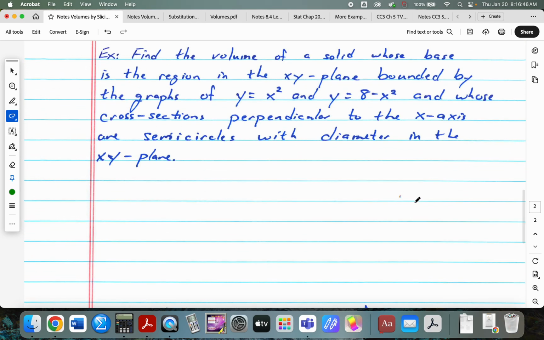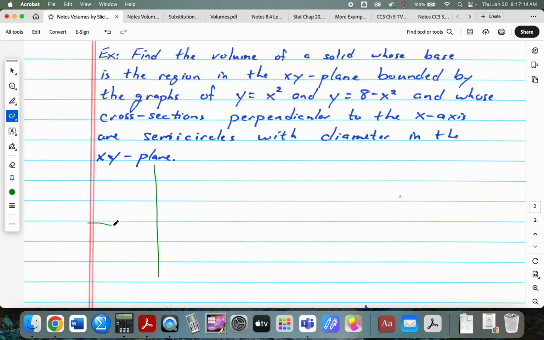All right, let's take a look at this one. Find the volume of the solid whose base is the region in the xy plane bounded by the graphs of y equals x squared and y equals 8 minus x squared, and whose cross sections perpendicular to the x-axis are semicircles with diameter in the xy plane. Okay. This is probably one that you could be asked to do by hand.